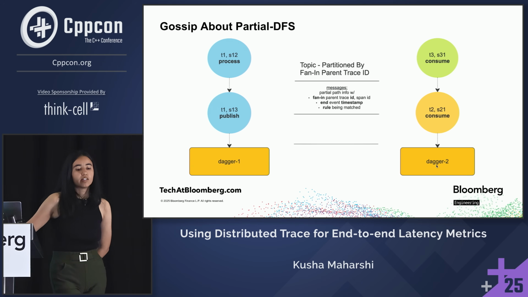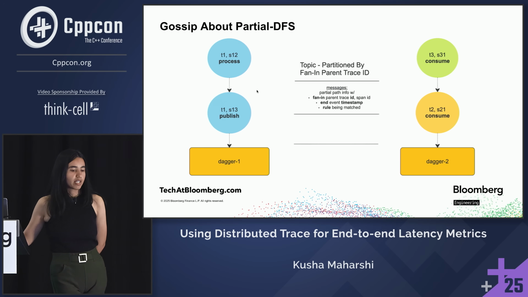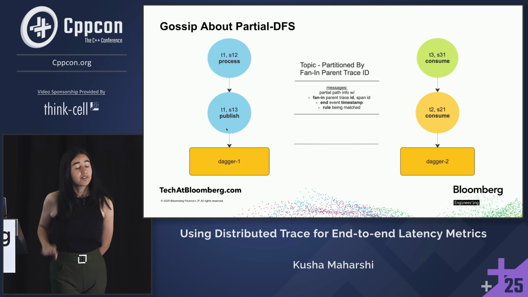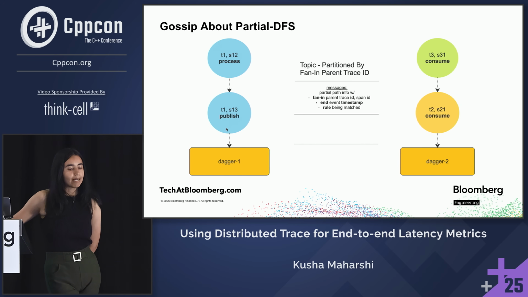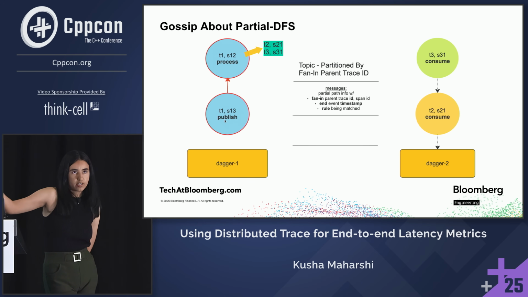And let's take a look at what the messages going through this topic look like. So once again, we've got some spans streaming into Dagger 1. You will note that I'm starting off with a published span for ease of understanding on the diagram. But what's going to happen in Dagger 1 is it will start doing a DFS on publish, which is, remember, the end event. Then it will start working its way upwards.